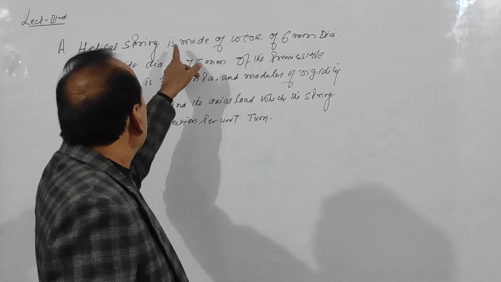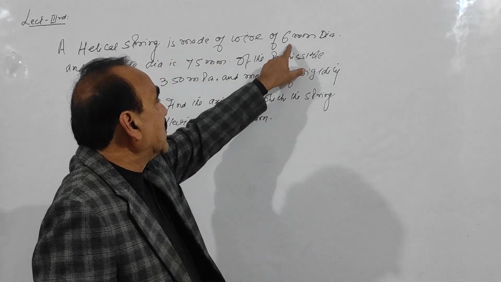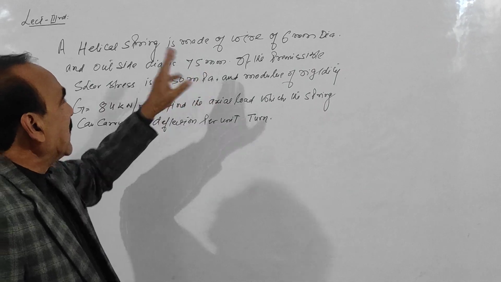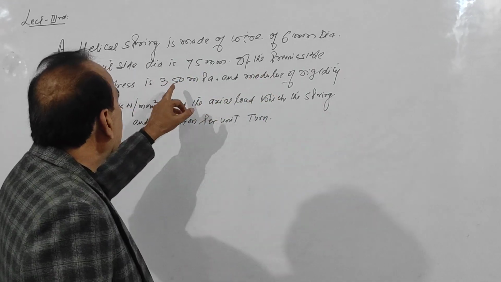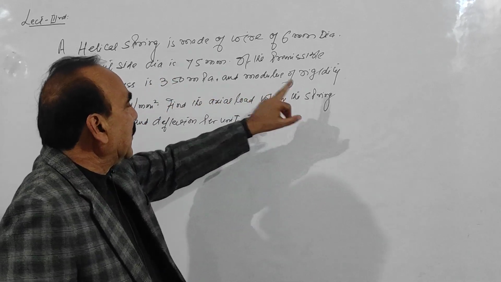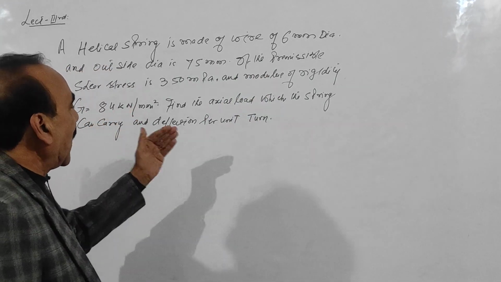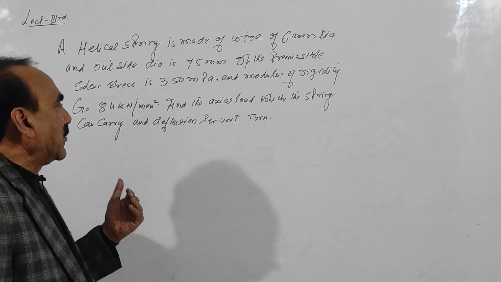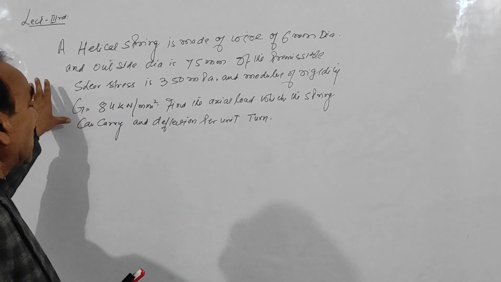So here the helical spring is made from a wire, its diameter is given, this is 6 mm diameter, and the outside diameter is 75 mm. If the permissible shear stress is 350 MPa and the modulus of rigidity, this is also given, 84 kilonewton per mm square. Find the axial load which the spring can carry and the deflection per unit turn. Right. So this is the question. This is given to us.